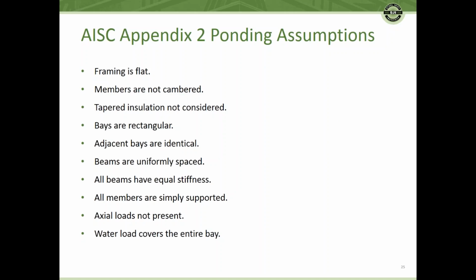With AISC, it's important to kind of know what assumptions they make. One is the framing is flat, so there's no pitch on the roof. Members are not cambered. Tapered insulation is not considered. Bays are rectangular. Any adjacent bays are identical. All beams are uniformly spaced. All beams have equal stiffness. Everything's simply supported. There's no axial load, so there's no bending plus axial. And that the water load covers the entire bay. So those are basic ponding assumptions used in Appendix 2.